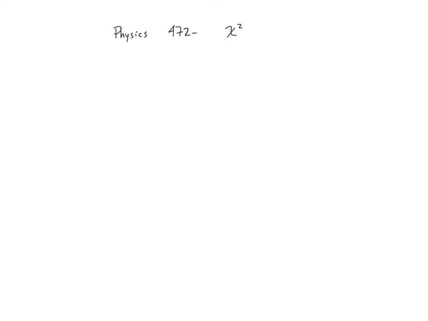In this video, we'll be talking a little bit about the chi-squared statistic and how you might use that in Physics 472. But first, before we talk about that, I'd like to talk about regular random distributions, in particular the Gaussian distribution, and just review something that I'm sure you're aware of.